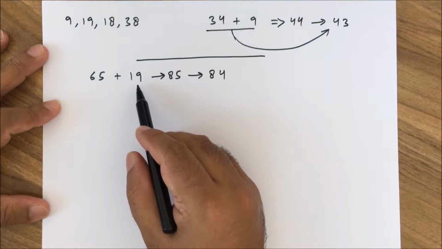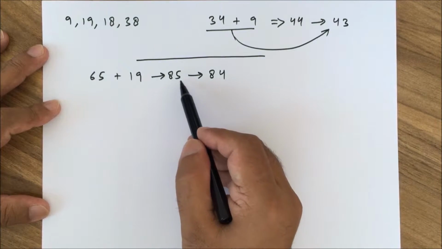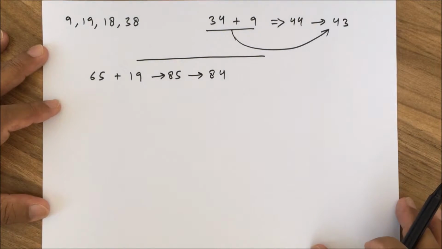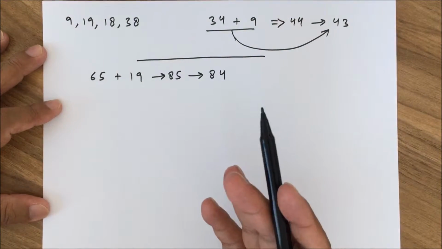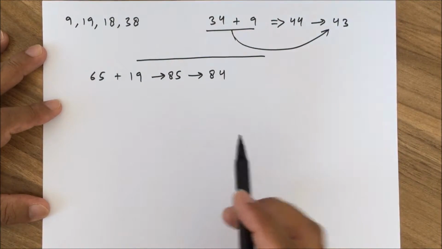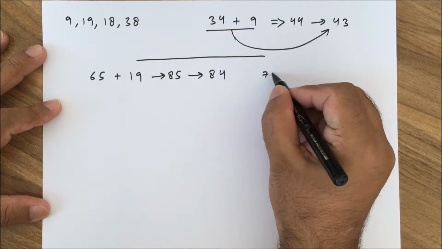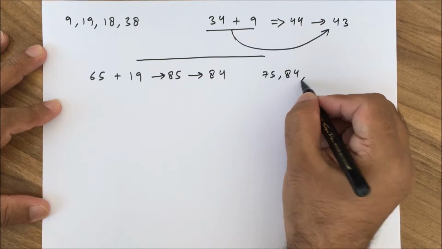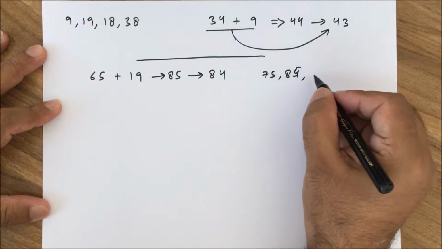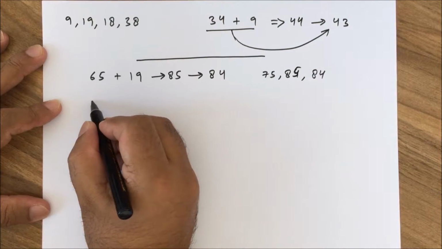Because you had to add 20, not 19, you added 1 extra, so that 1 you will take away in the end, and you can do it mentally. 65 will become 75, 85, and then 84. If you go slowly, first 75, 85, and then 84. This should be in your mind.